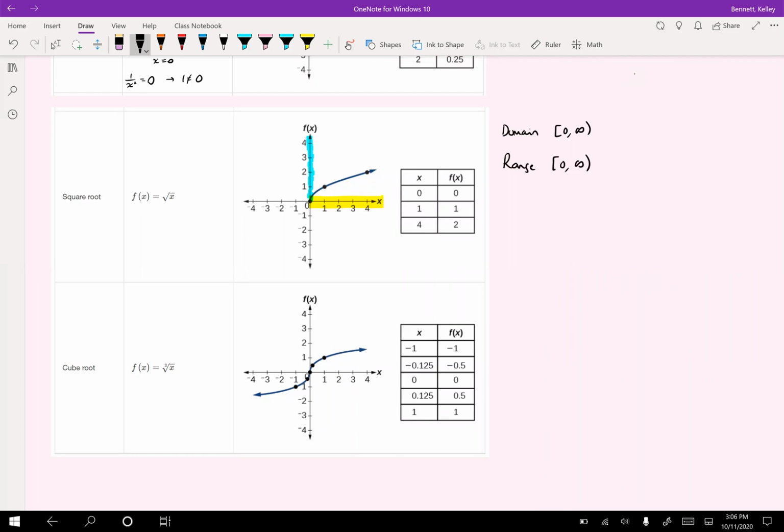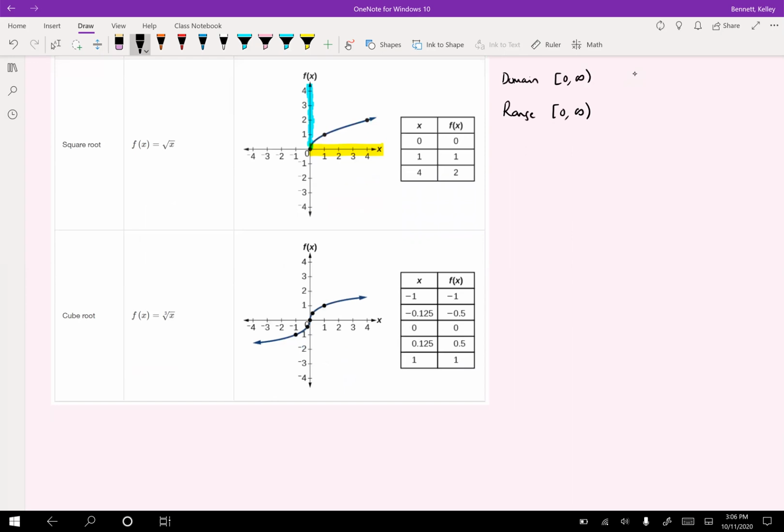Now, if I take the cubic root, the thing about a cubic root is I can put negative values in it. So for example, the cube root of -8 is -2, because -2 times -2 times -2 equals -8. So I can allow negative values here. In fact, I can allow any x value, and notice that I can have positive, 0, or negative values as my output. So my domain and my range in this example are both all real numbers.